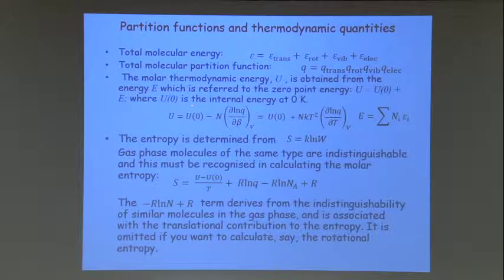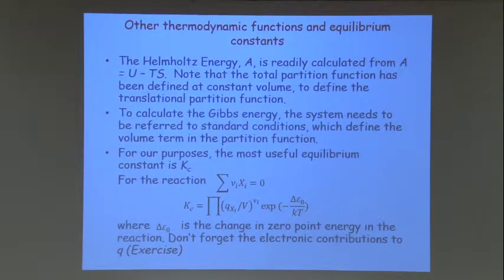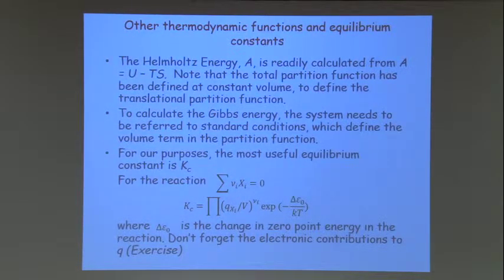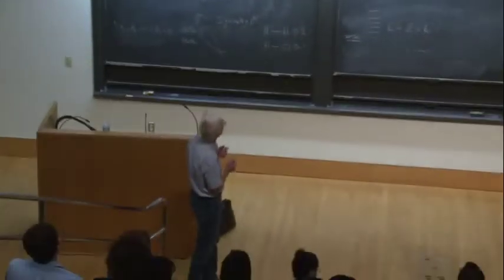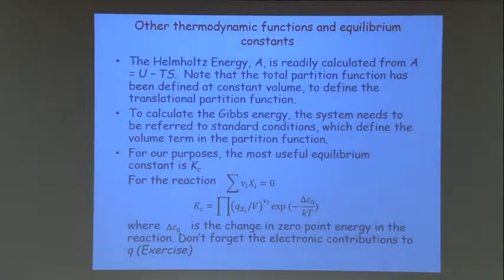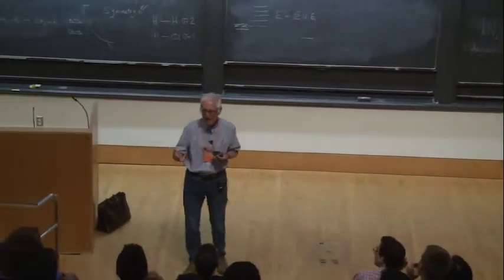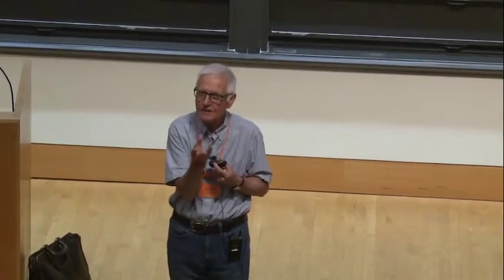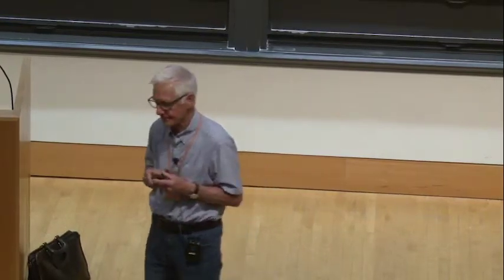Okay, so U, S, and then the Helmholtz energy, A, is the constant volume equivalent of the Gibbs energy, the constant pressure. And because we're dealing with constant volume systems in these StatMech calculations, it's easier to work out A than G. So A is U minus TS, so we can work that out easily. You can also work out the Gibbs energy relatively straightforwardly, but what you've got to do then is to define the volume in terms of standard conditions.